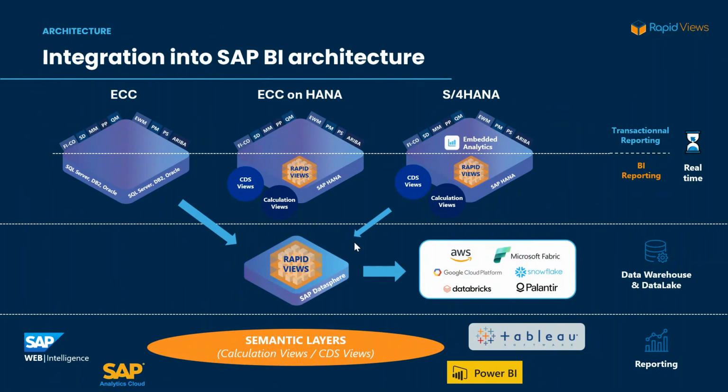So for RapidViews, we have three technologies that are compatible with RapidViews. This is ECC on HANA. So historically, we began with that. We began with these ECC on HANA systems. Now we see a lot of S4HANA with the CDS technology, and also SAP Datasphere for the data warehouse layer provided by SAP in the cloud.